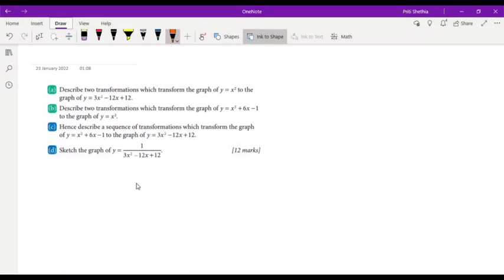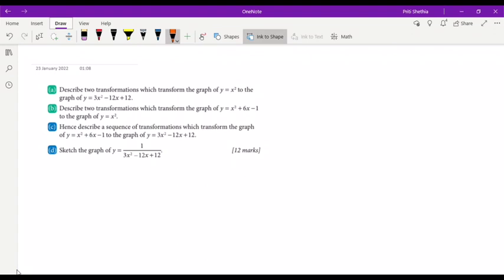Let us try to solve this question on transformation of graphs. The question goes like this. Part A: Describe two transformations which transform the graph y = x² to the graph of y = 3x² − 12x + 12. Always keep this in mind.